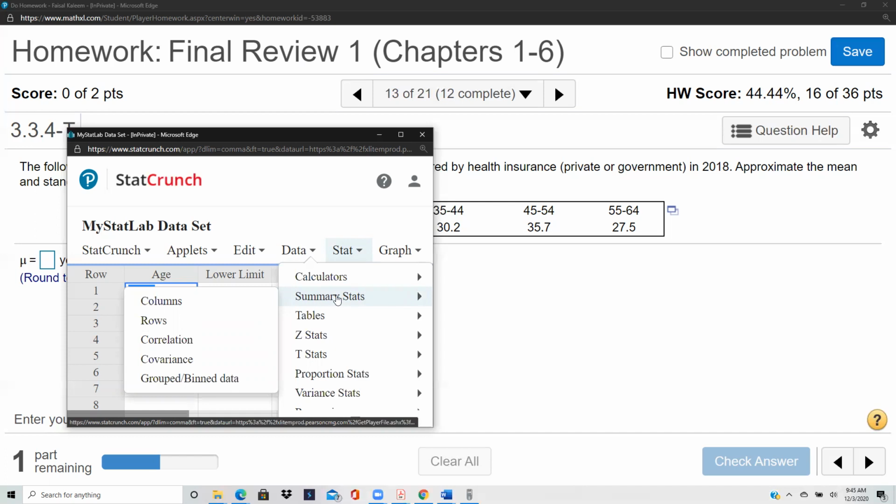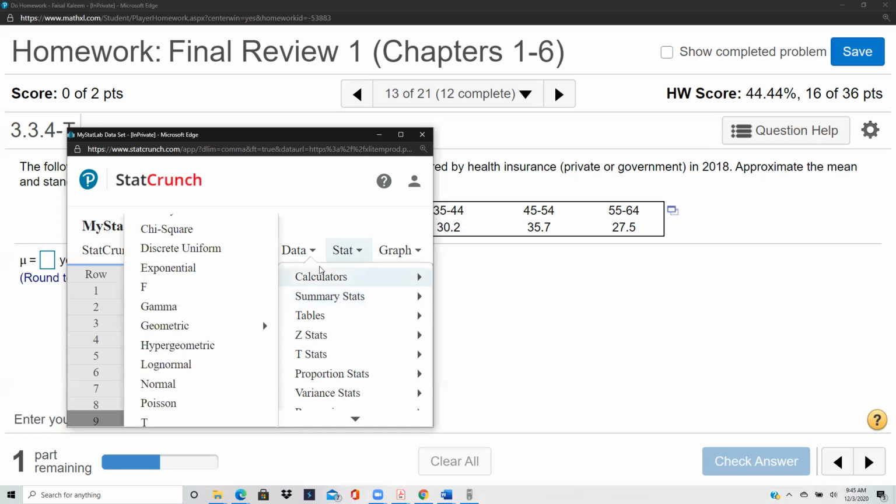Because of the decimals, we can't use the grouped bin data. But I think custom has another issue. The custom doesn't handle the ranges. It wants a single number in the first column. Let's check. Sometimes StatCrunch evolves over time. Yeah, it's not letting me. So then you are forced to use the grouped bin data.